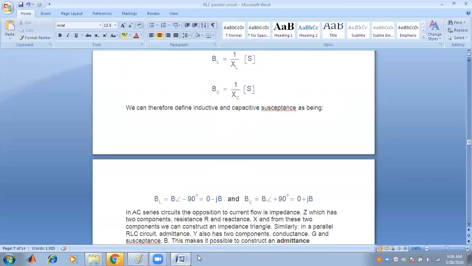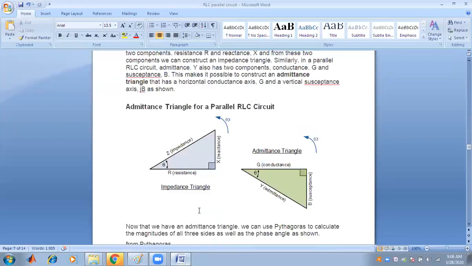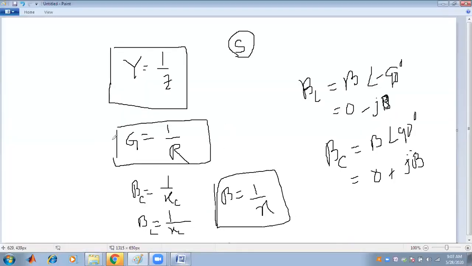So this is given to us, and all the units are Siemens. The impedance triangle can be written as resistance, reactance, and there is the impedance that we have done. And the admittance triangle can be written as the admittance Y, the susceptance B, and the conductance G.